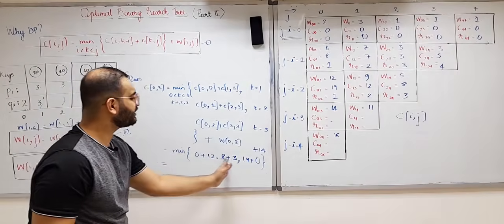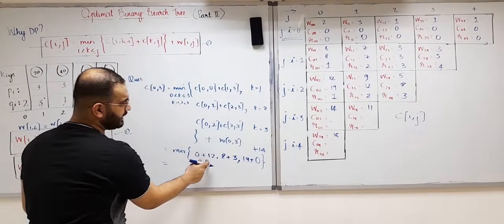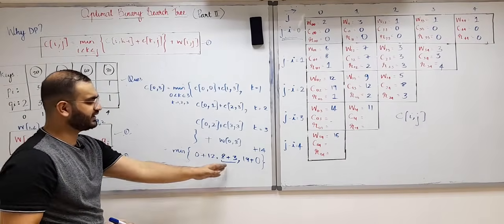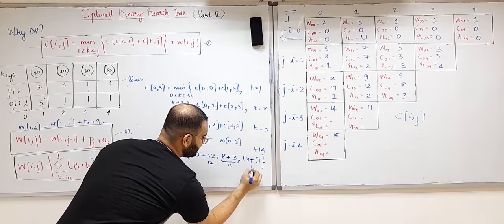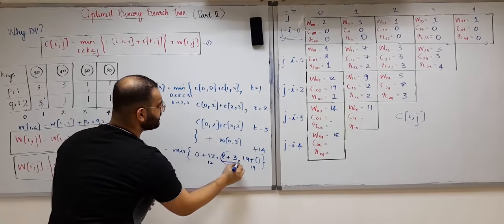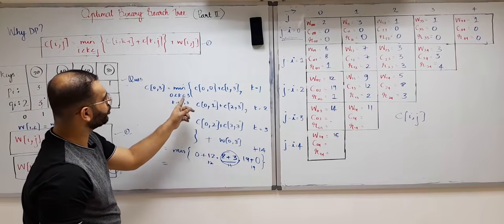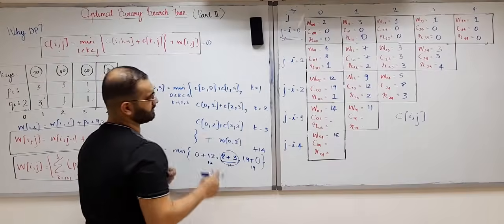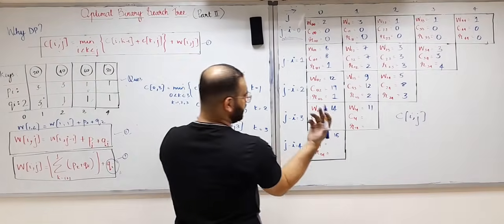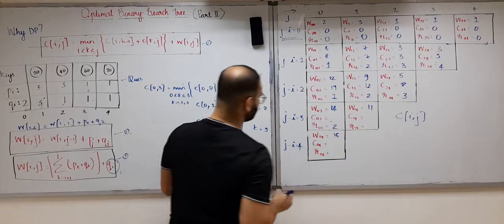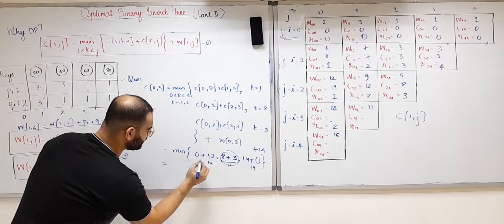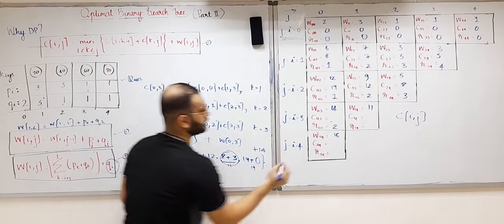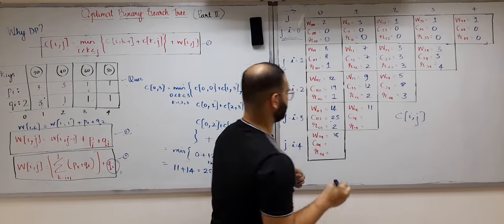So let us first solve for these minimum terms: 12, 11 and 19. Of course, the minimum is 11. So this is 12, this is 11 and this is 19. At k is equal to 2, we are getting the minimum. So we have already sorted out our root, and that will be 2. But what about the cost? Cost will be equal to 11 because it's the minimum, plus 14. So the cost will be equal to 25.